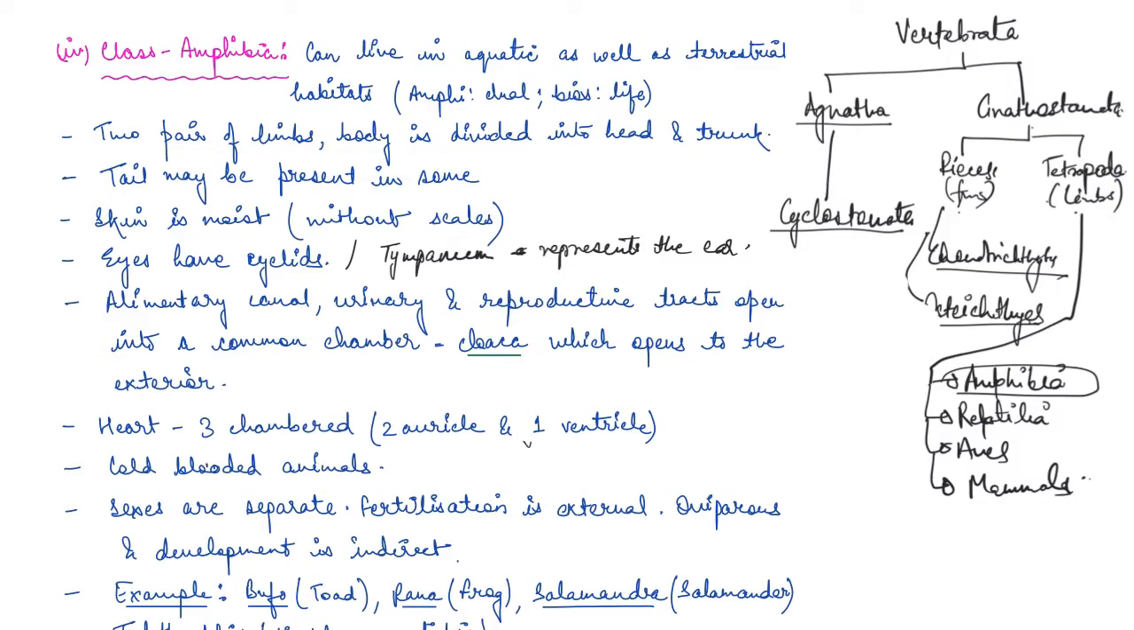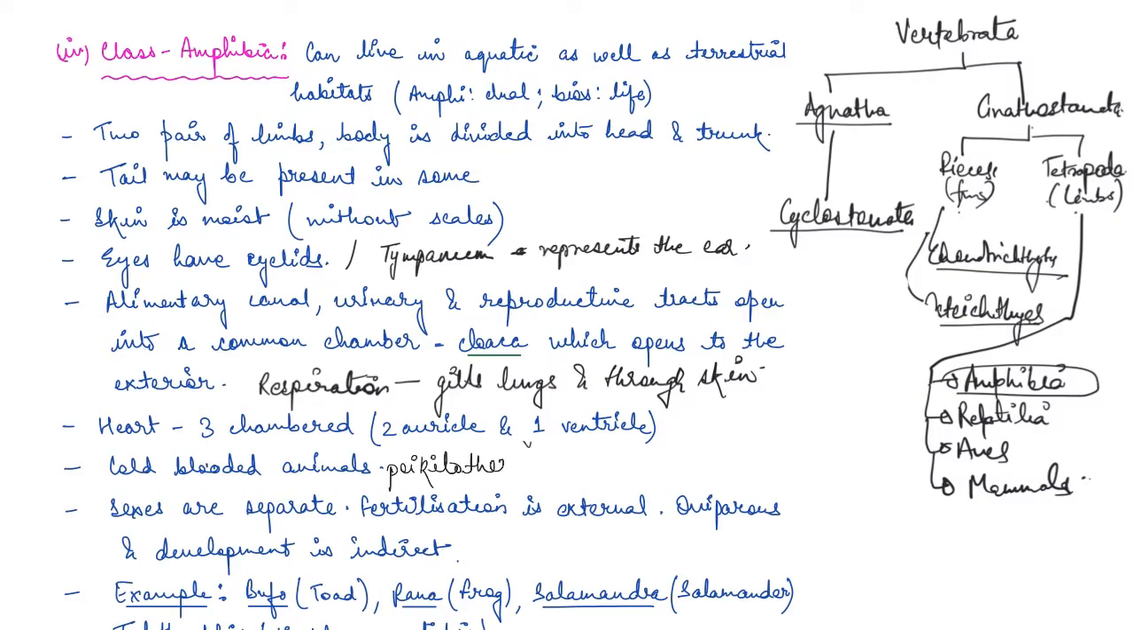Now, how does respiration occur in them? Respiration is by gills, lungs, and through the skin. Now, till the class Osteichthyes, what we saw is that the heart is two-chambered. But here in Amphibia it is three-chambered, wherein they have two auricles and one ventricle. But they again are cold-blooded animals, or poikilothermous.